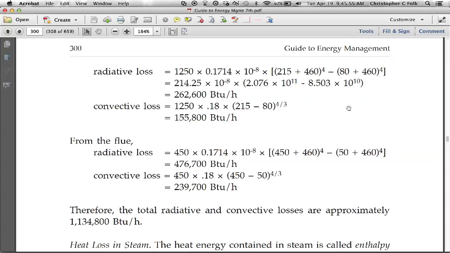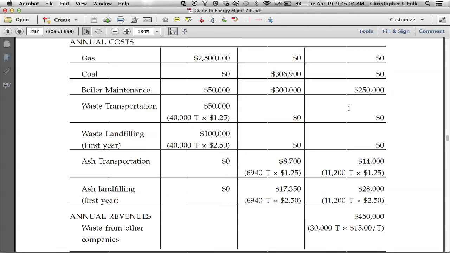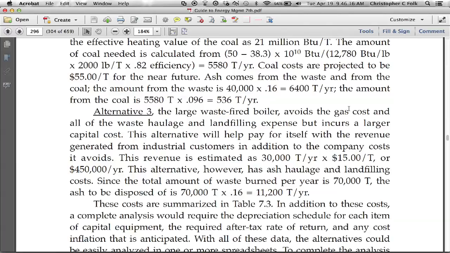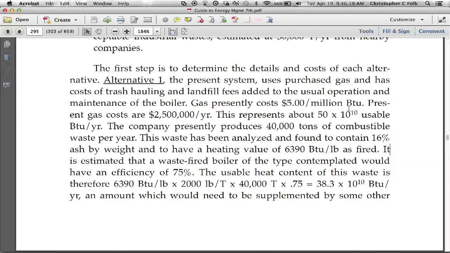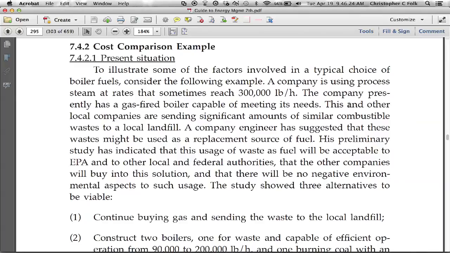I'm going to go back now a couple of pages because I want to look at this comparison. This comparison right here is described a couple pages before, right? A couple pages before it describes this, and it gives some alternatives. All right, so here we go. This is an interesting one because this might be one that you would have to calculate. So, company is using a process steam at rates that sometimes reach as high as 300,000 pounds an hour. They currently use a gas-fired boiler that is capable of meeting its needs.